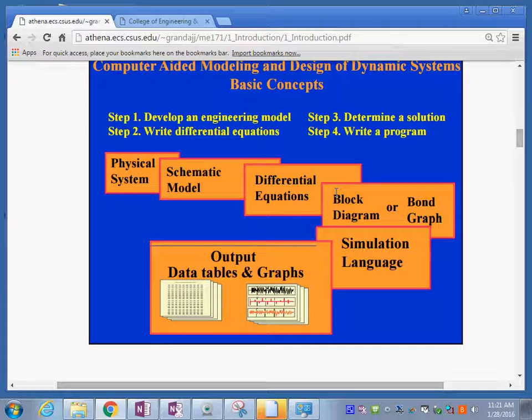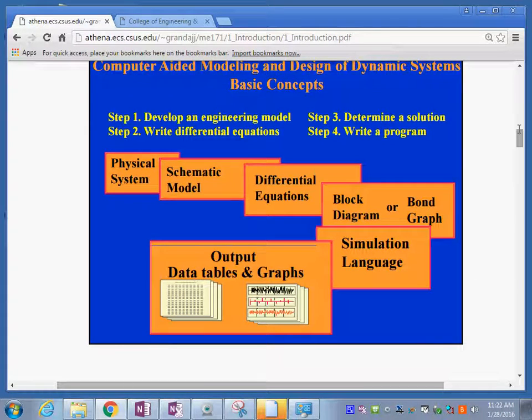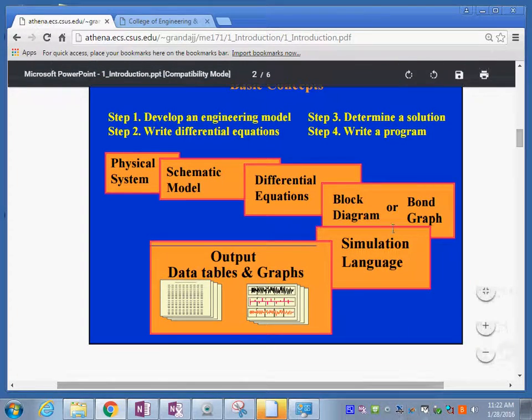You have to make a decision. At that point, the decision is to use either the block diagram method or the bond graph method. Whichever way you do it, you're going to look for a simulation language that would allow you to interpret the results. Not only interpret, though, actually perform the calculations. The simulation language in our class is MATLAB and Simulink.